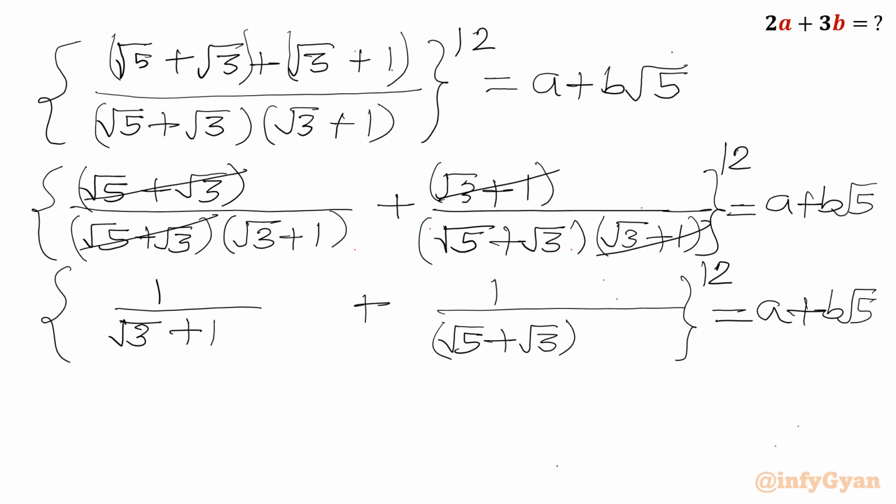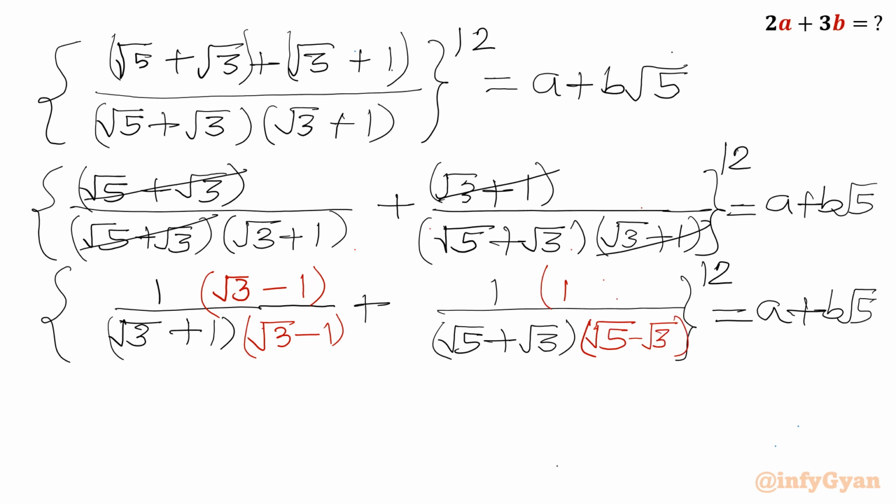Now I will rationalize our denominator. For the first term I will multiply the numerator and denominator by the conjugate of √3 + 1, which is √3 − 1. Here I will be multiplying the numerator and denominator by √5 − √3. Now in the denominator you can see it is the difference of two squares identity, (a + b)(a − b).